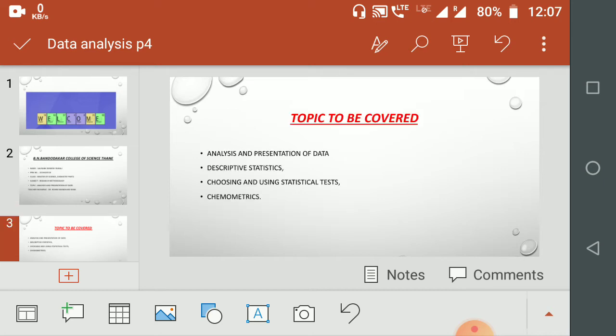Topics to be covered: analysis and presentation of data, descriptive statistics, choosing and using statistical tests, and chemometrics. I am going to explain descriptive statistics and chemometrics. My colleague Pallavi will explain choosing and using statistical tests.